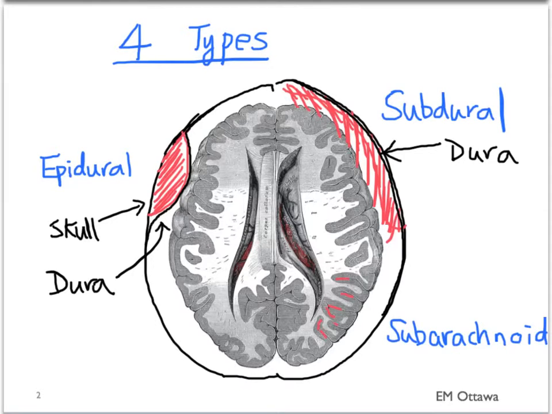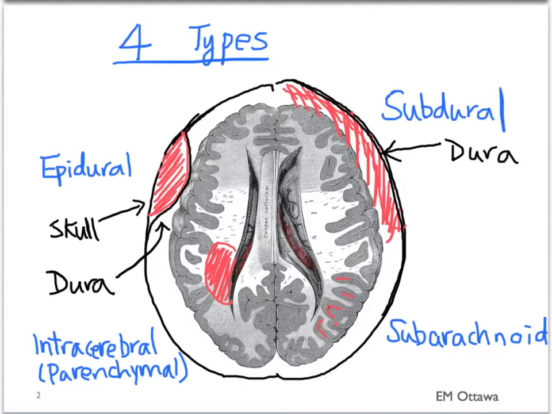The third kind is subarachnoid hemorrhage. The blood is underneath the subarachnoid membrane of the brain. The last type is intracerebral, or also known as parenchymal hemorrhage. The blood is in the parenchyma of the brain.